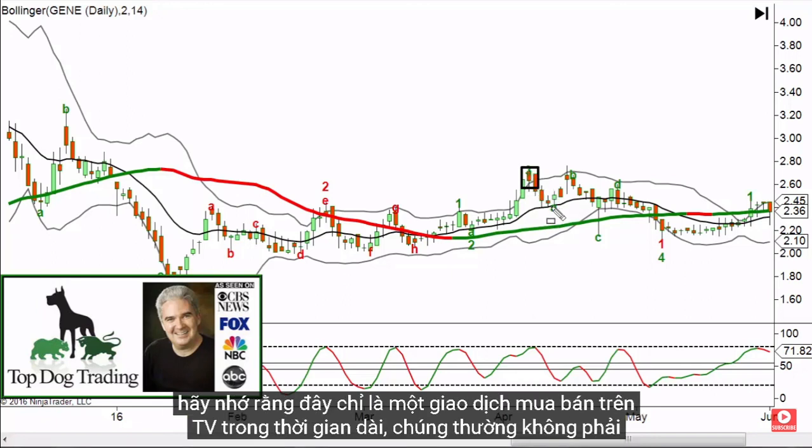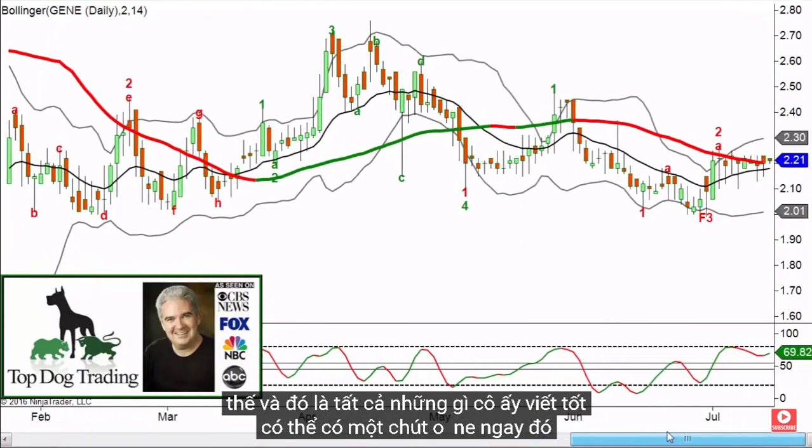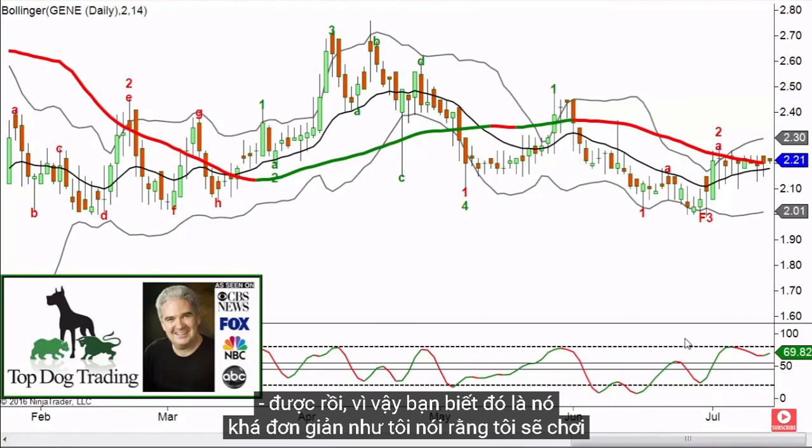Remember, this is just a scalp trade. Don't take these for long term. They're normally not that. And that is all she wrote. Well, there might be a little one right there too. Okay, so that's it. It's pretty simple.